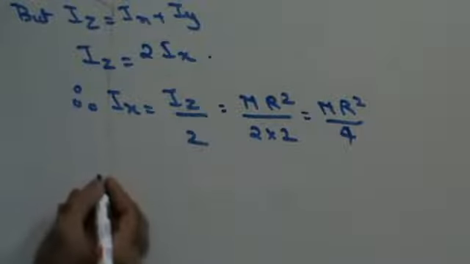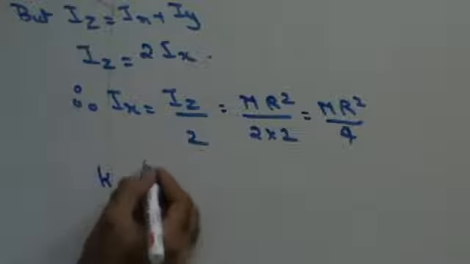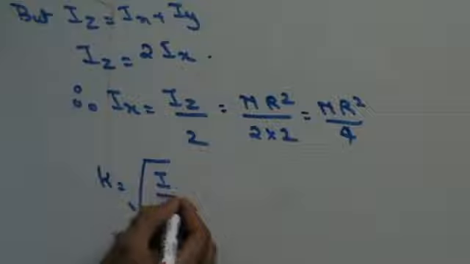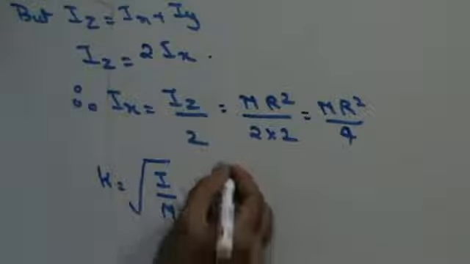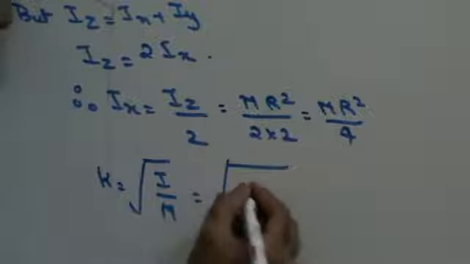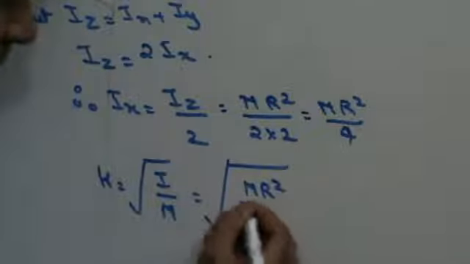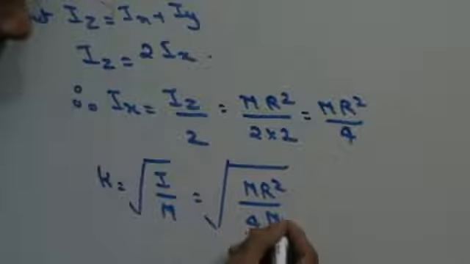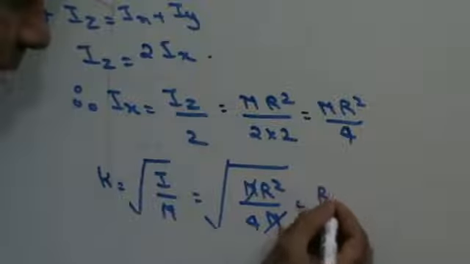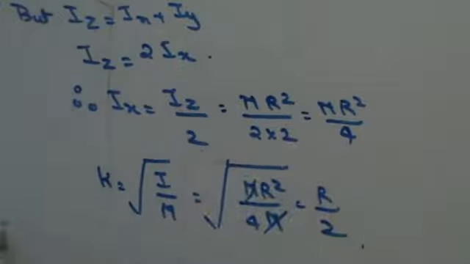What will be the radius of gyration? The radius of gyration is the square root of I upon m, which is the square root of mr square by 4 upon m. So this is going to be nothing but r by 2. The radius of gyration will be r by 2.